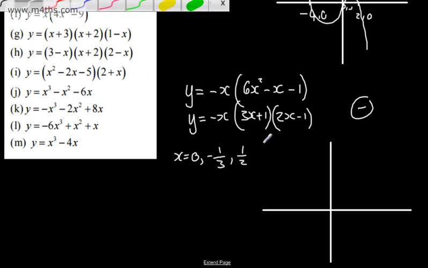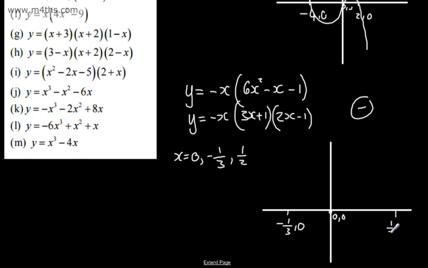Negative cubic, we've got now, and I'll put this just here, this is going to be the point negative 1/3, comma 0. We're going to have this point, which is the origin, 0, 0, and then this point, which is going to be 1/2, comma 0. So with it being negative, we need to come round like so, back up through the origin, round and through that root just there. So that's what we've got.